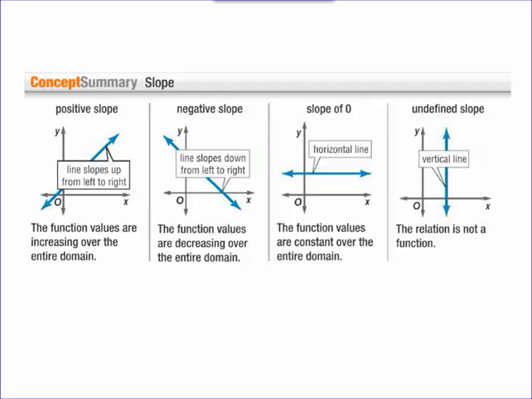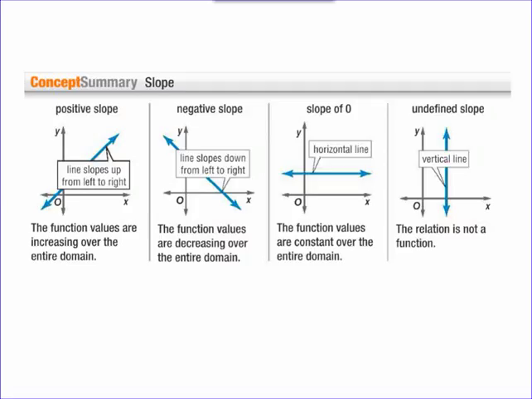A slope of 0, that's a horizontal line, and remember we did have one of those. That's what the line looks like. It doesn't go up or down, it stays constant, so that has a slope of 0. And then an undefined slope is something that goes up and down, a vertical line. And the relation here is not a function. So those are what you need to be able to identify.